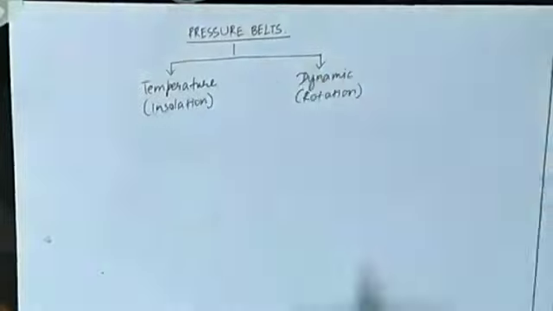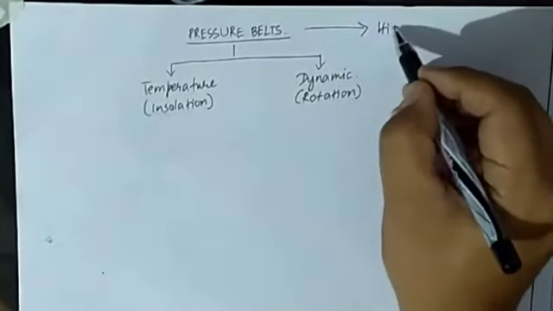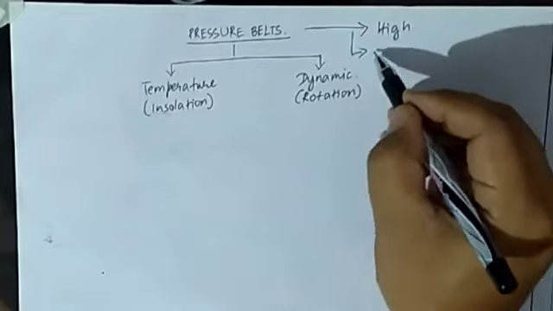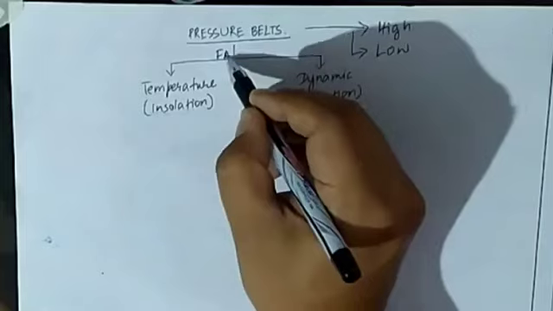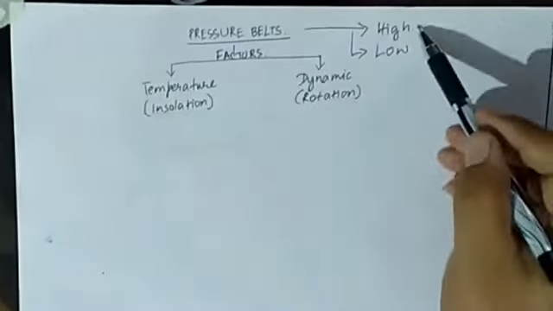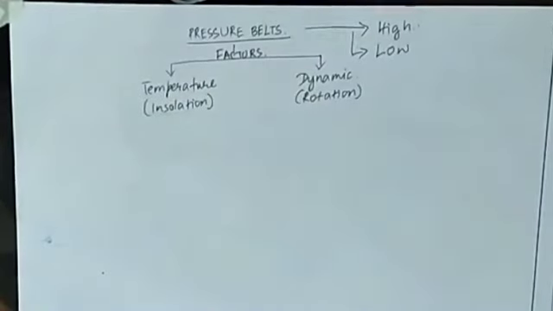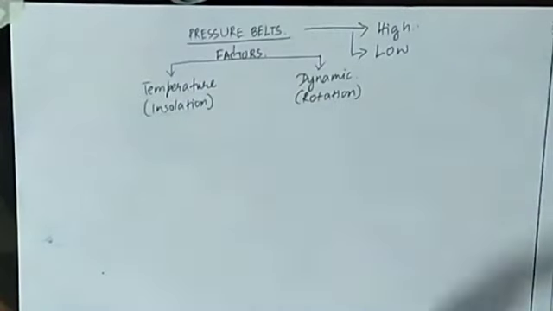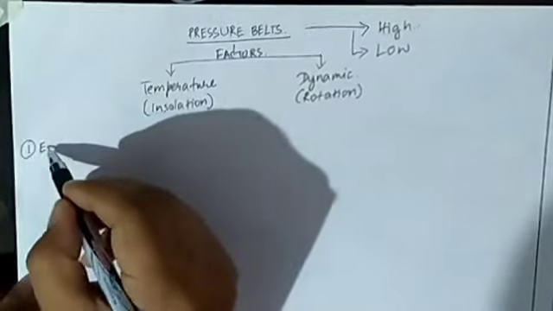Now basically the pressure belts are only of two types: the high pressure belts and the low pressure belts. There are different pressure belts present on the earth's surface globally, which we are going to discuss. On the basis of the high and low pressure belts, four different pressure systems are formed on the earth surface.